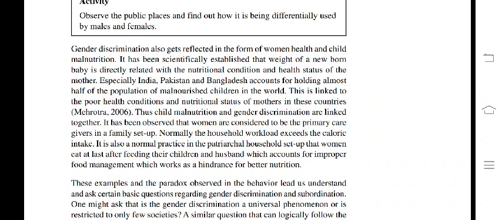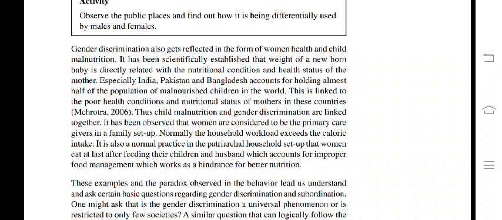Gender discrimination also gets reflected in the form of women's health and child malnutrition. It has been scientifically established that the weight of a newborn baby is directly related with the nutritional condition and health status of the mother. Especially India, Pakistan and Bangladesh account for almost half of the population of malnourished children in the world. This is linked to the poor health conditions and nutritional status of mothers in these countries. Malhotra, 2006. Thus, child malnutrition and gender discrimination are linked together.